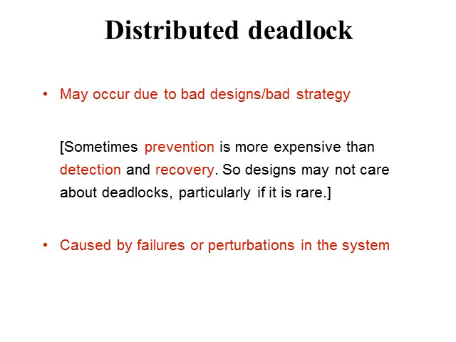So we looked at different ways of dealing with a distributed deadlock. The reason why a deadlock could occur is a bad design of an algorithm or a bad strategy which was taken into account while developing an algorithm. Sometimes the prevention of a deadlock is more expensive than detection of the deadlock and recovery from the deadlock. So most of the design of the distributed algorithms may not care about deadlocks at all, because it could be a very rare scenario.